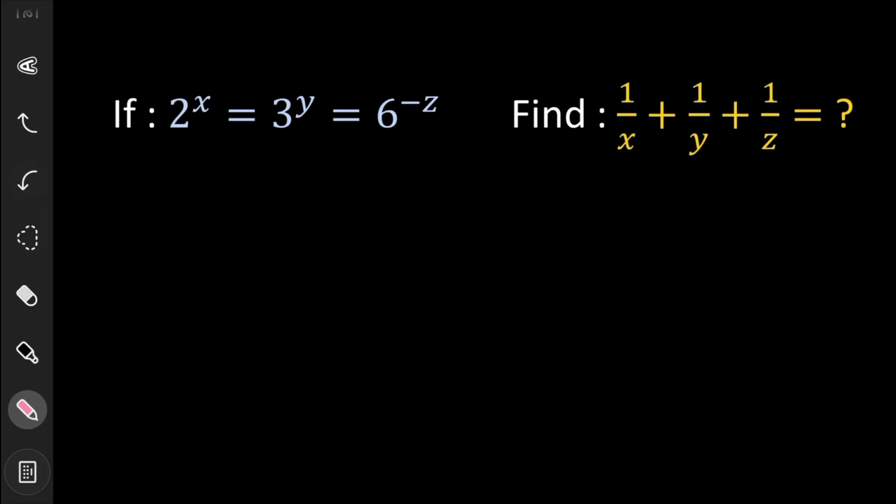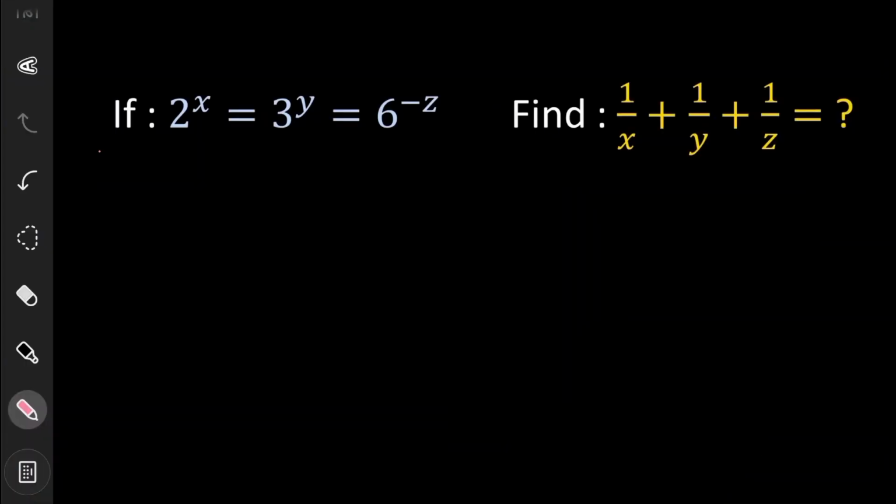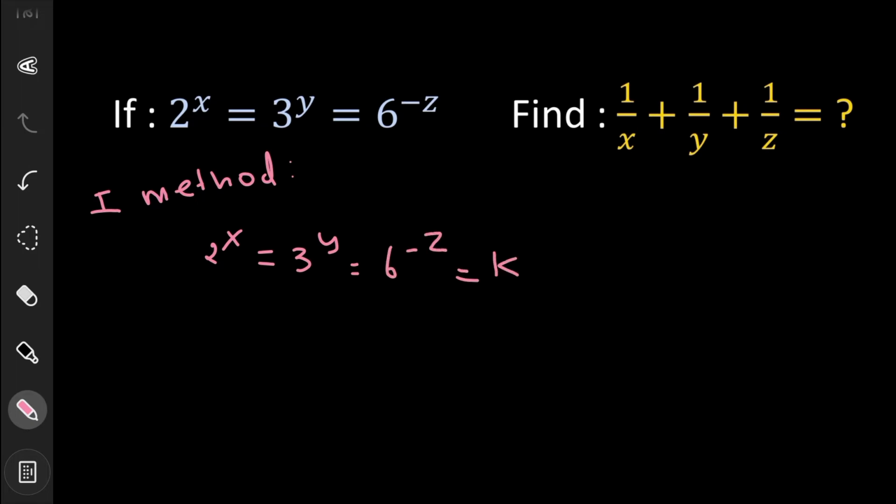How can we solve this problem? So first of all, let me tell you that I will be presenting two methods to solve this problem. So let us see the first method. Now I will start the first method by equating 2 to the power x equals 3 to the power y equals 6 to the power negative z equals a fourth variable k. Okay, this was the given data and I equated this to another variable k.